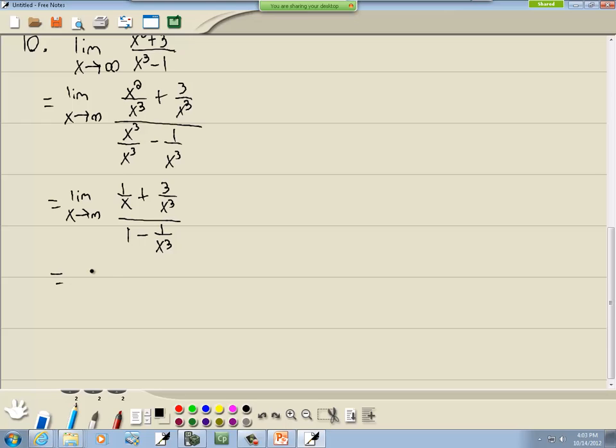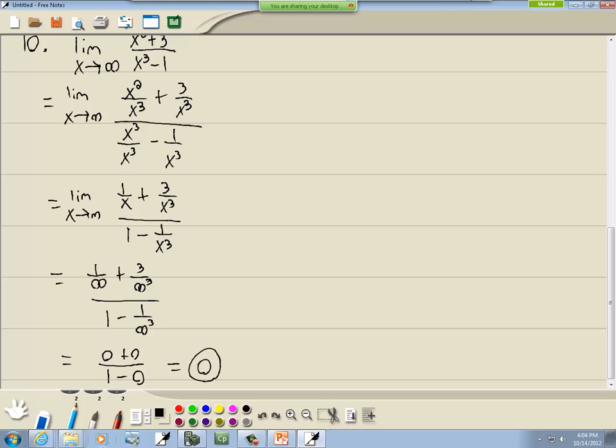Okay, well now we can plug in infinity. So I'm going to have 1 over infinity plus 3 over infinity to the third power, over 1 minus 1 over infinity to the third power. Okay. Now 1 over infinity is 0. Infinity cubed just goes to 0 even faster, and the 3 doesn't change anything up there. So we got 0 plus 0. And here we got 1 minus 1 over infinity cubed, which is again 0. So this gives us 0 over 1, which is 0.